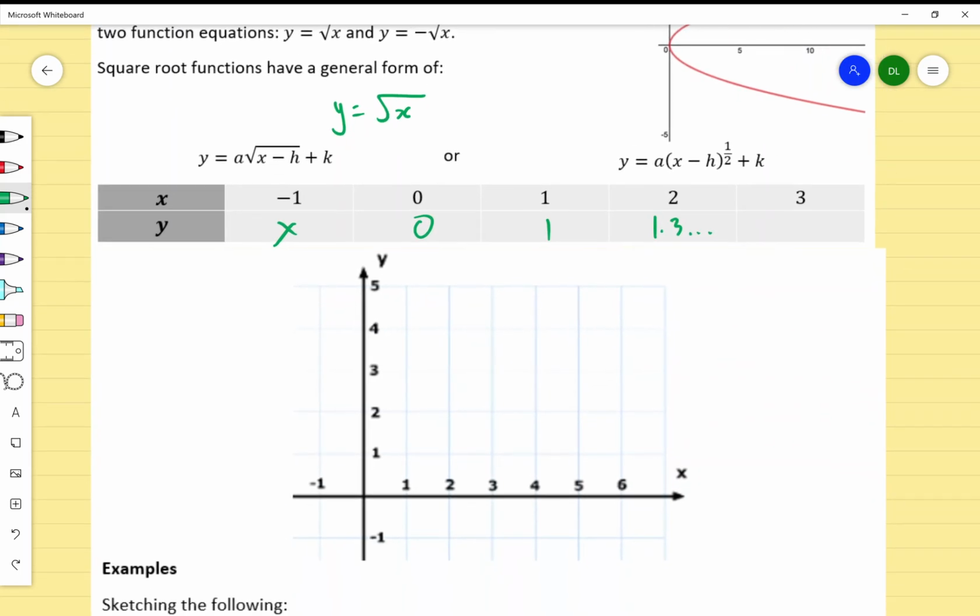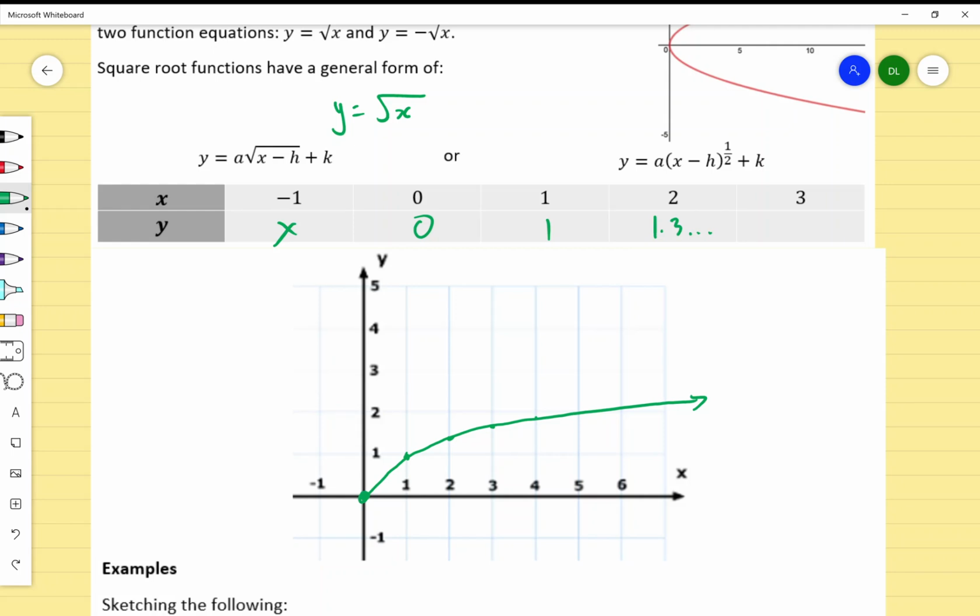Let's put this into our graph. We know that it starts at x equals 0, y equals 0. It goes up to this point, and then as I keep going, it slows down but still increases. So my function ultimately looks something like this. It's just a sideways parabola.